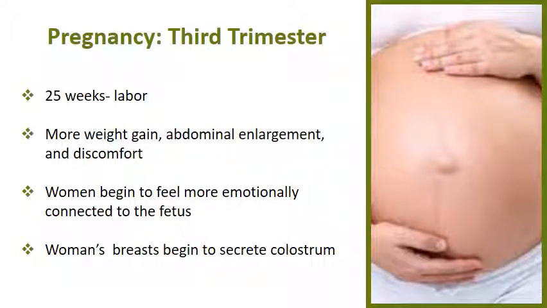The third and final trimester of pregnancy begins at about 25 weeks and continues until the mother goes into labor. During the third trimester, a pregnant woman gains more weight and experiences greater abdominal enlargement and consequently more discomfort. However, the women begin to feel more emotionally connected to the fetus as they prepare for birth. In preparation for nursing, a woman's breast begins to secrete colostrum during this trimester. Colostrum is a substance that is low in fat and high in carbohydrates, protein, and antibodies, which helps keep a baby healthy.